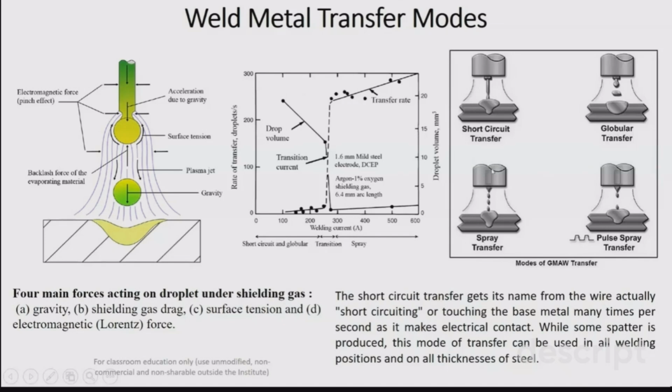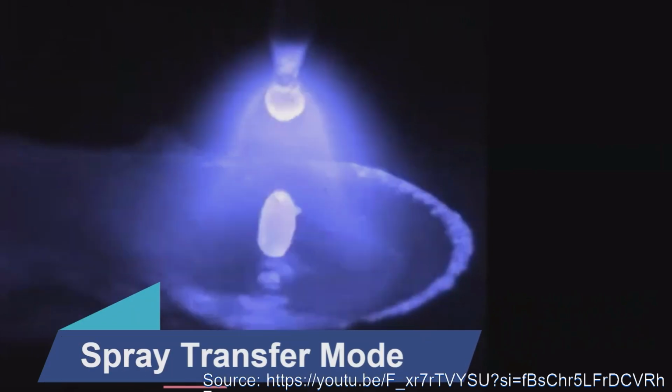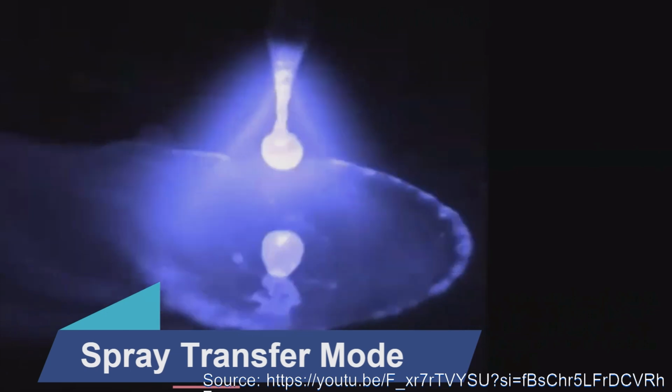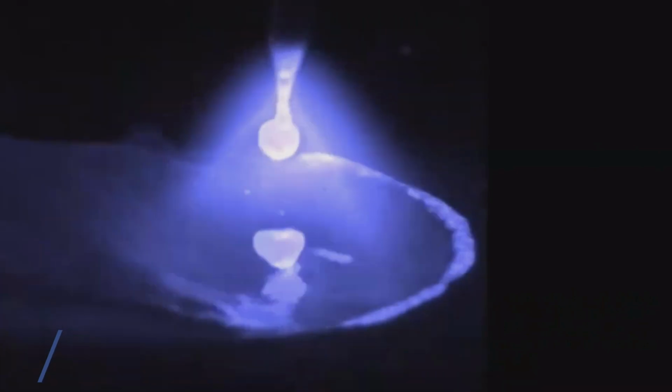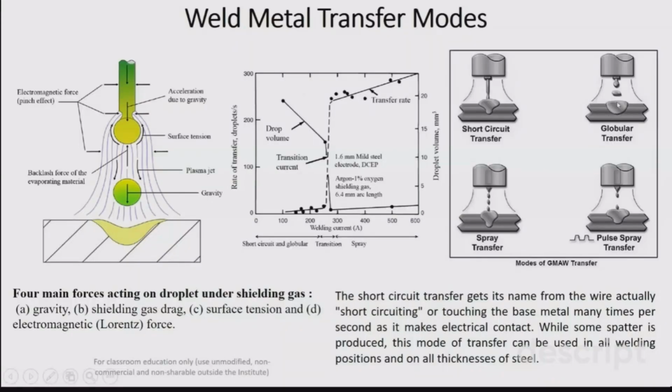Then we have the spray transfer mode, in which you observe the spray, the jet of molten droplets coming out from the melted tip of your electrode, and then it is penetrating deep into the workpiece. So you observe that in case of globular transfer mode, the weld pool is somewhat wider and bigger, whereas in case of spray transfer mode, you can get deeper penetration in the welding.